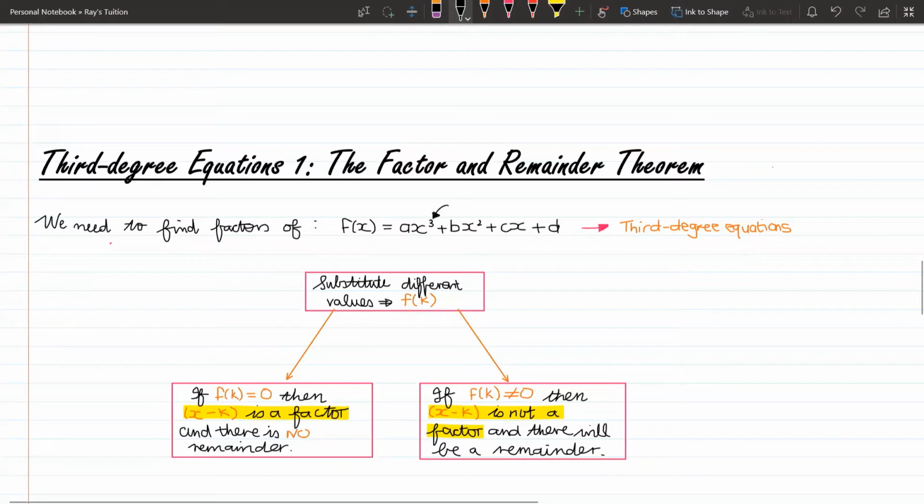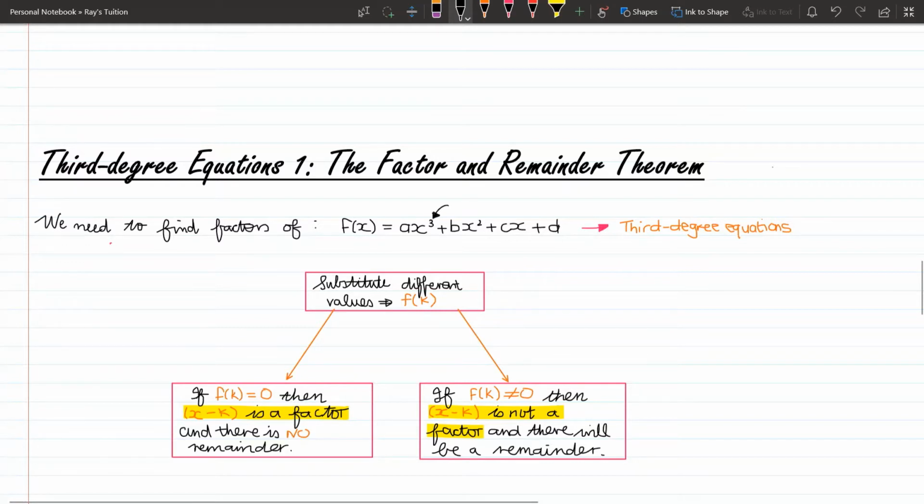To solve these equations, we're using a trial and error method, which means that we're going to try a few things and see if it works. So the first part of solving a third degree equation is using the factor or remainder theorem.